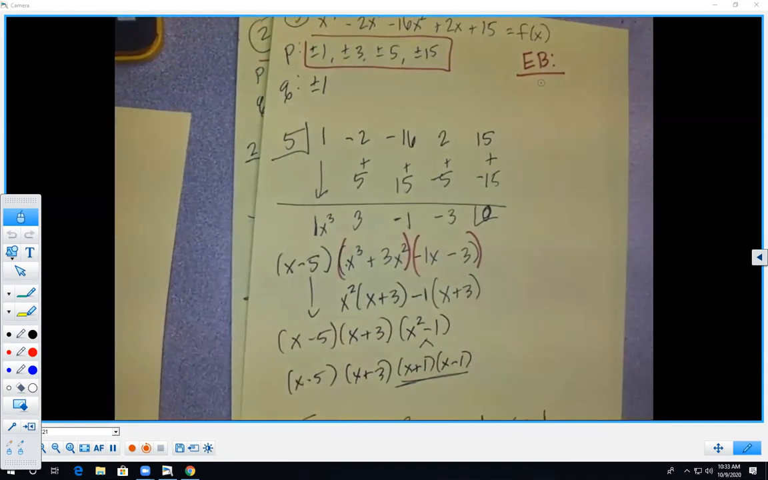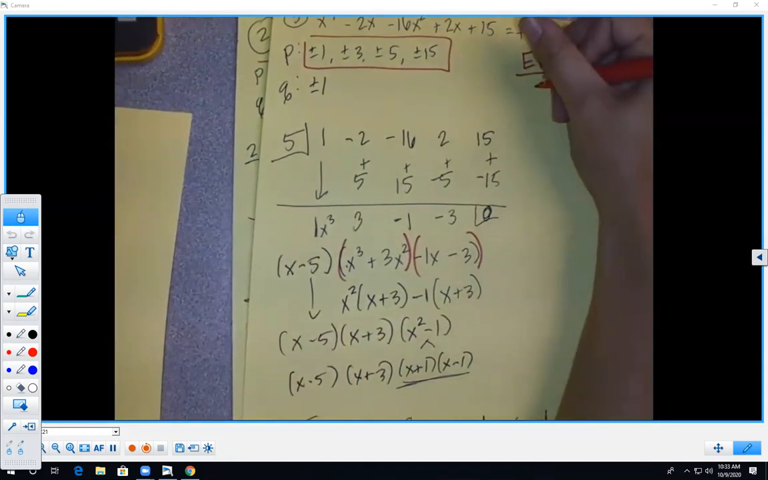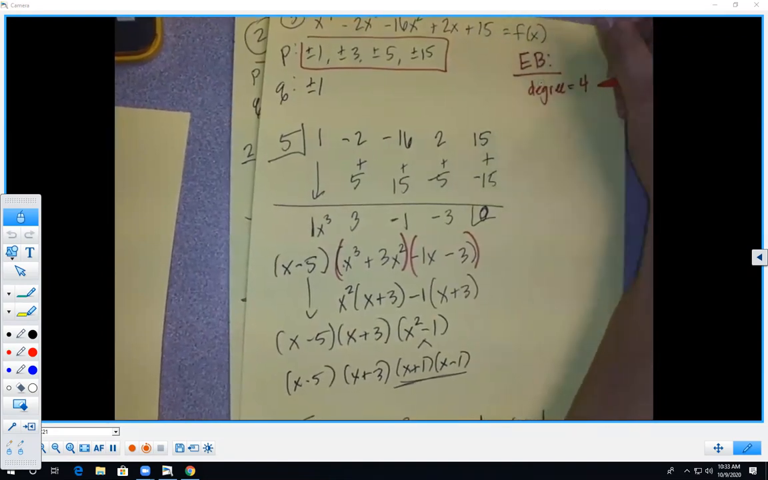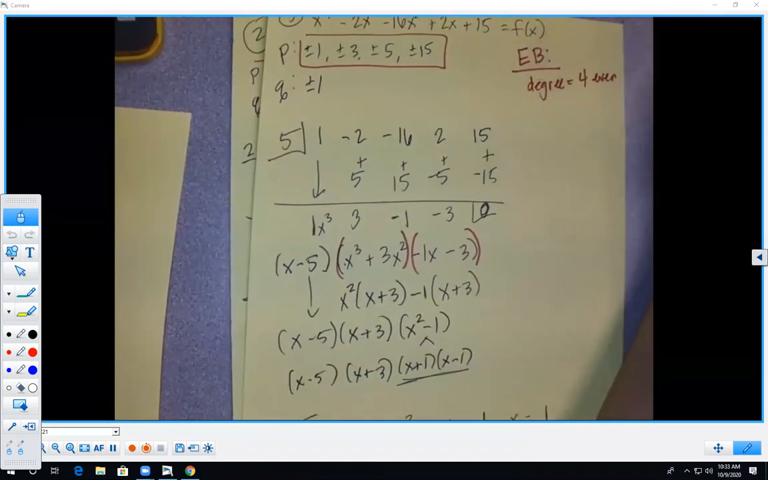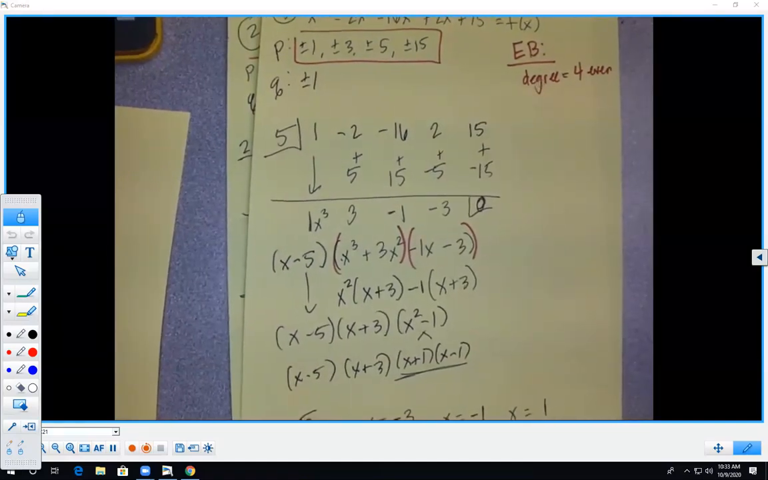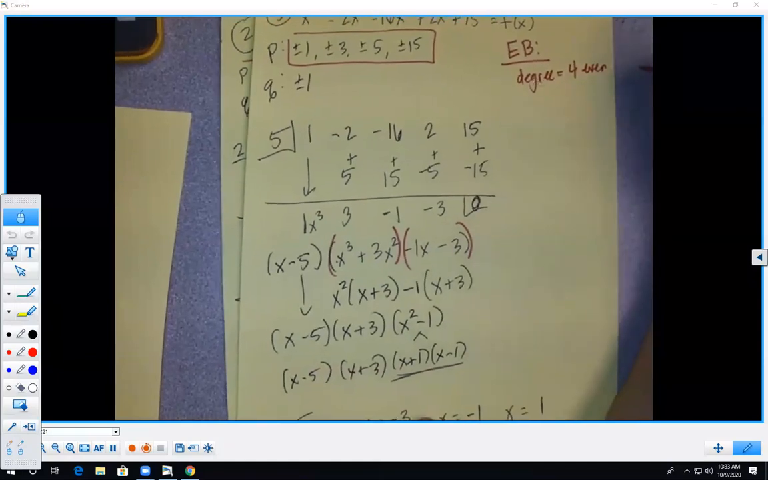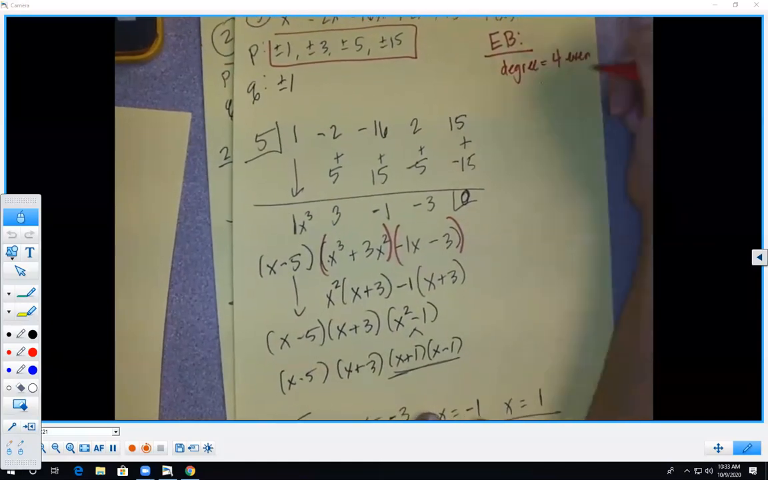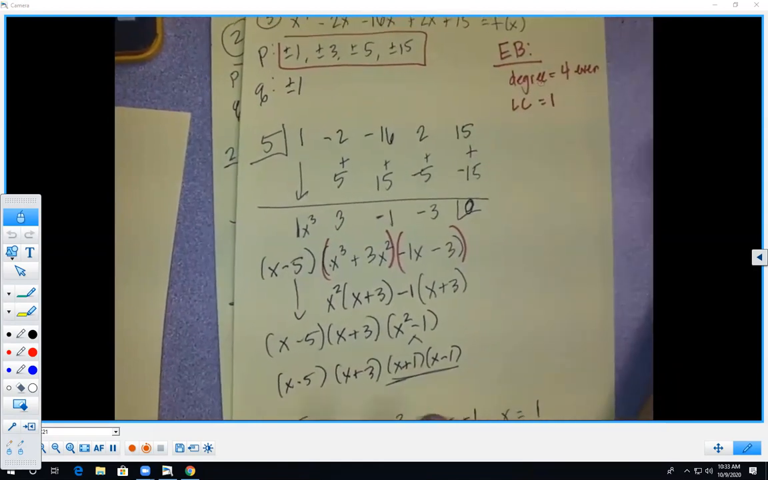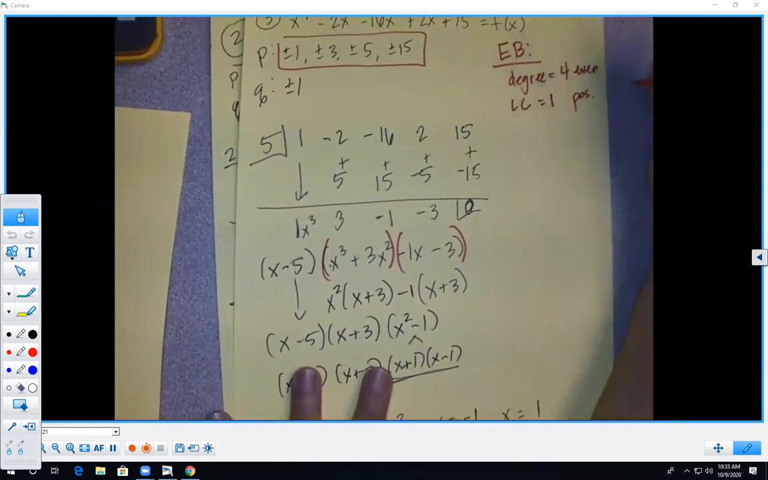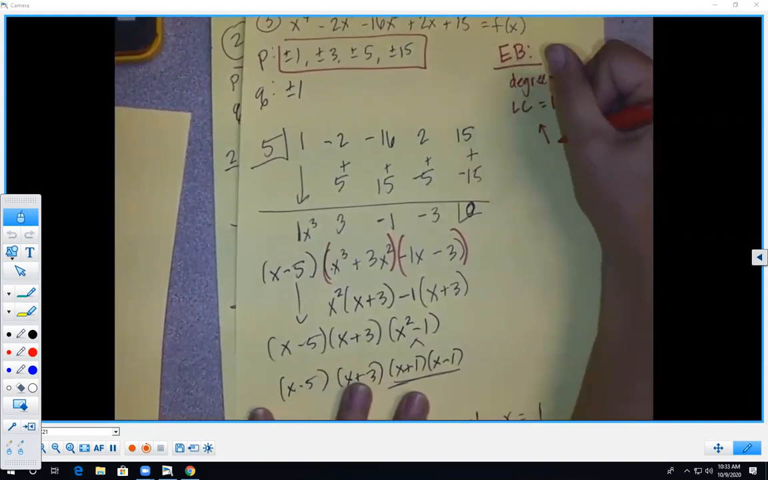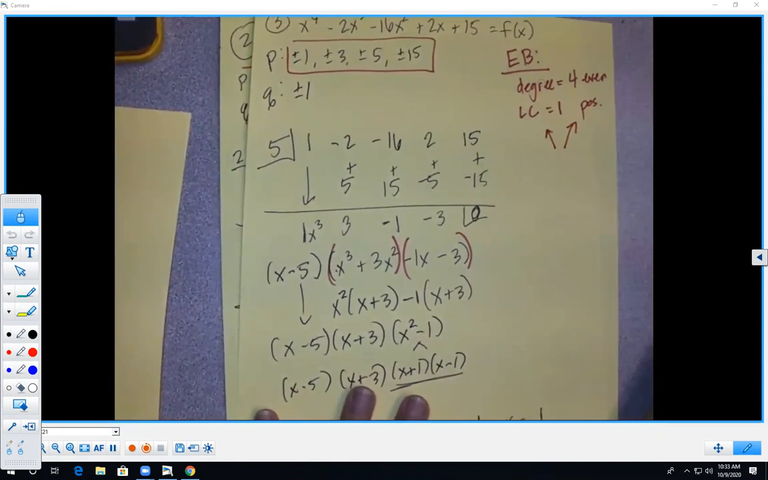Remember? Degree. What's degree is what number? 4, which means it's even. What does even degree tell us? Go together, up or down, right? To figure out which way it goes, I look at the leading coefficient. Leading coefficient is 1. Is that positive or negative? Positive. Even, positive go together up. So my end behavior is rises on the left, rises on the right.